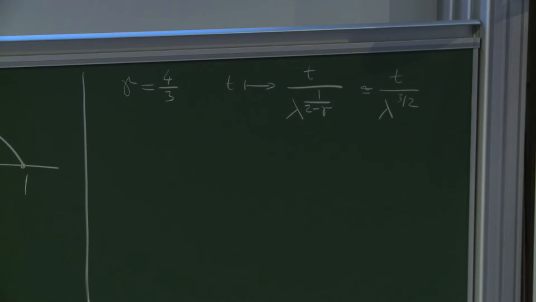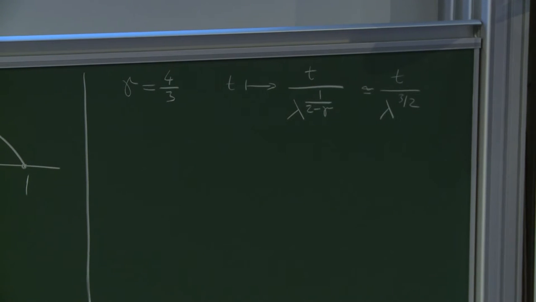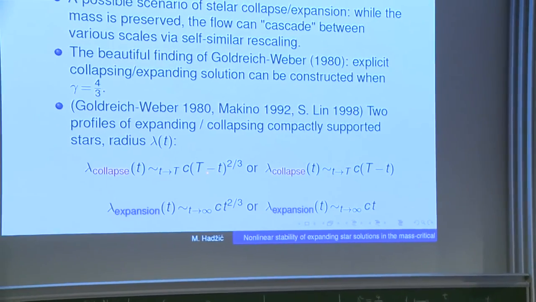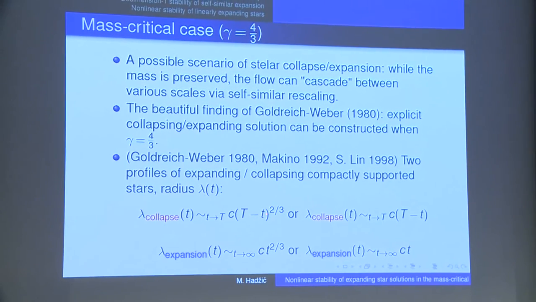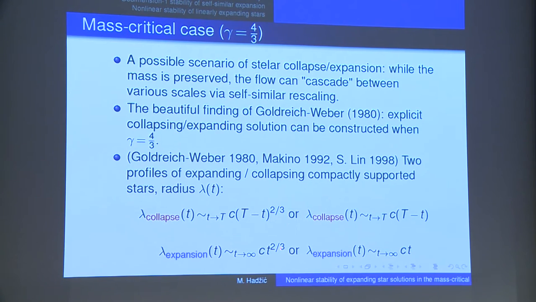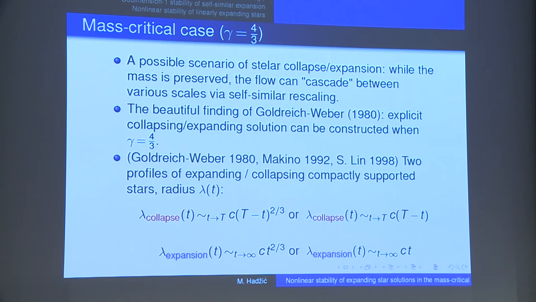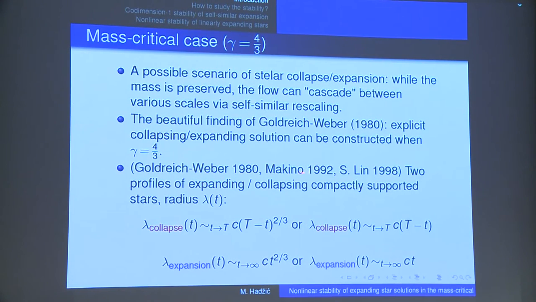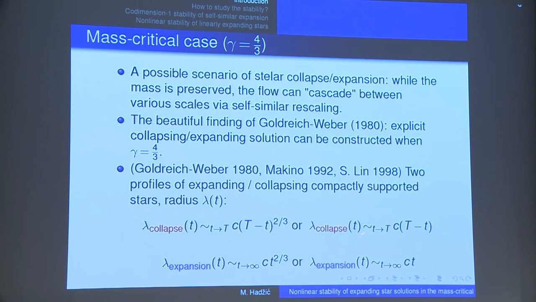Okay, so to have a self-similar collapse or a self-similar rescaling would correspond to having a collapsing solution whose radius scales like t minus t to the power 2/3, or an expanding solution that expands at the same rate. This would be the corresponding coefficient if you wanted to call this a self-similar collapse. However, if you follow through the paper of Goldreich and Weber, already implicitly there, and then explicitly in the works of Makino and Lin, you will find a second family of expanding and collapsing solutions that expand and collapse at a linear rate.